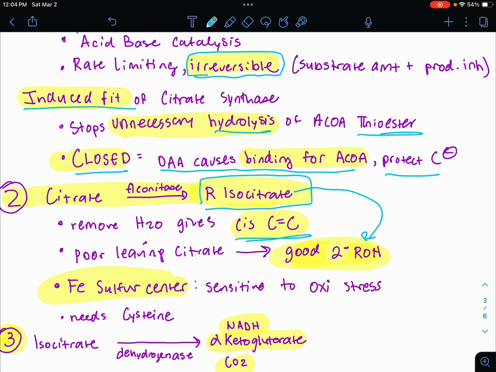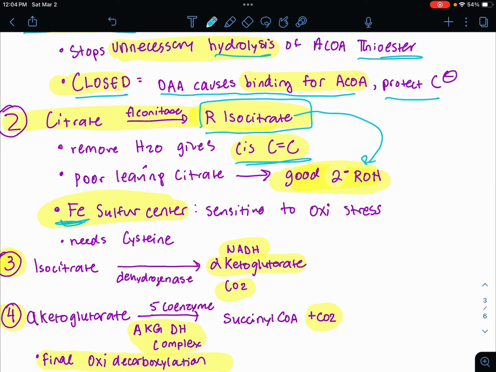There's an iron sulfur center in our aconitase. This iron sulfur center is sensitive to oxidative stress, and you need the amino acid cysteine for it. Cysteine, again, has those sulfurs in it, so those sulfurs are very important. Again, it's the iron sulfur center.